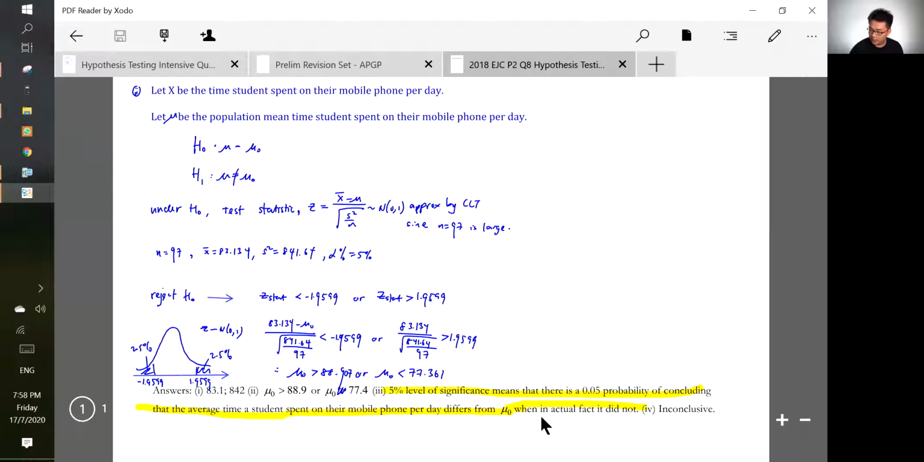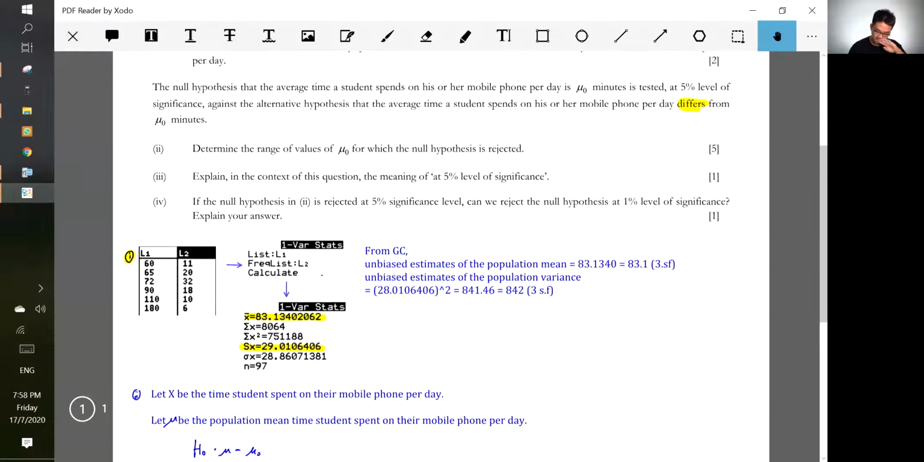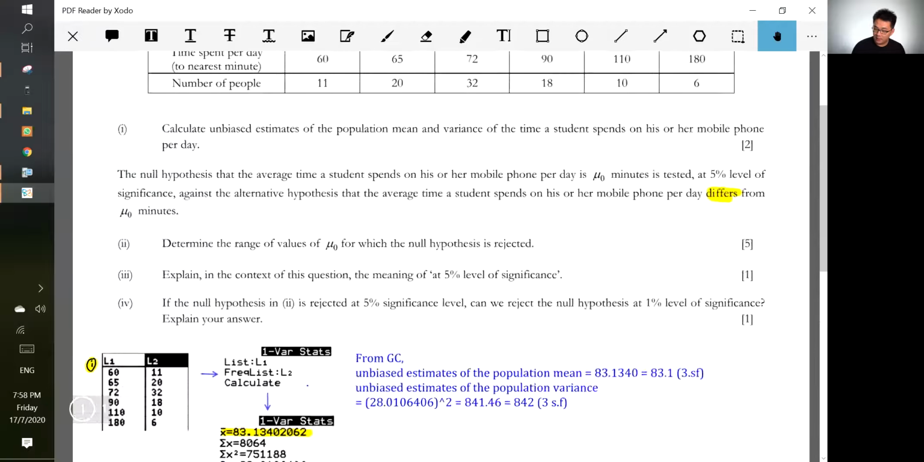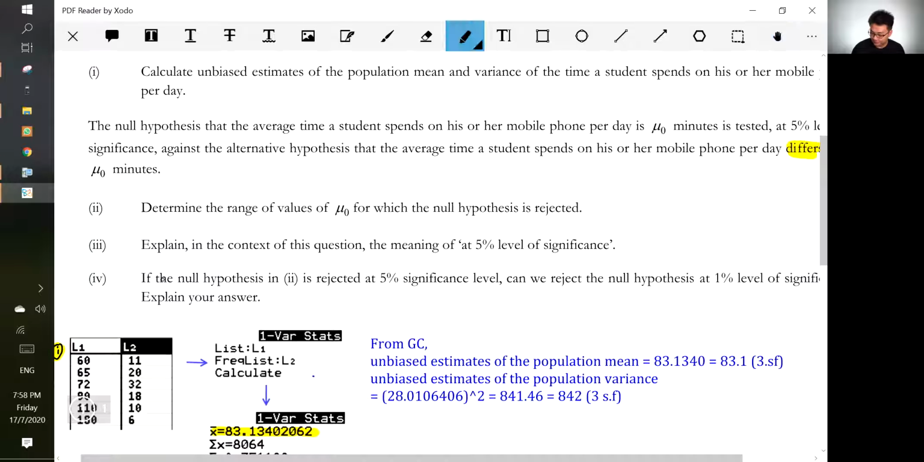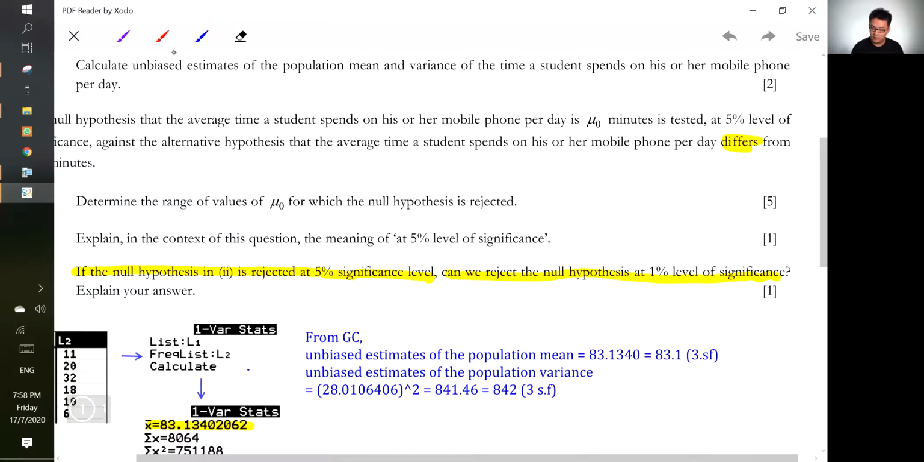For part 4, I need to explain a bit, so follow me very, very closely. If the null hypothesis in 2 is rejected at 5%, can we reject the null hypothesis at 1% level of significance? Explain why. So let me explain to you.